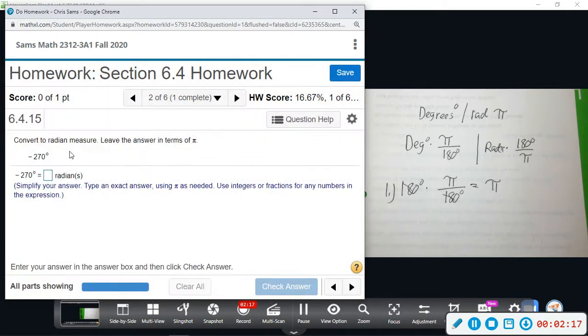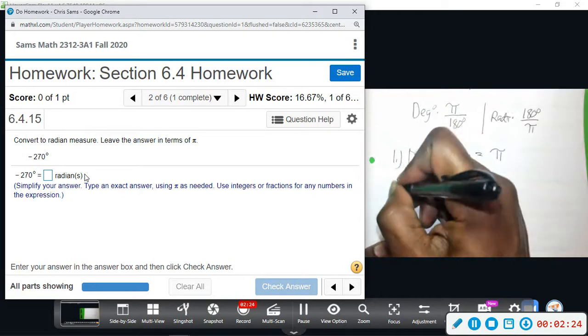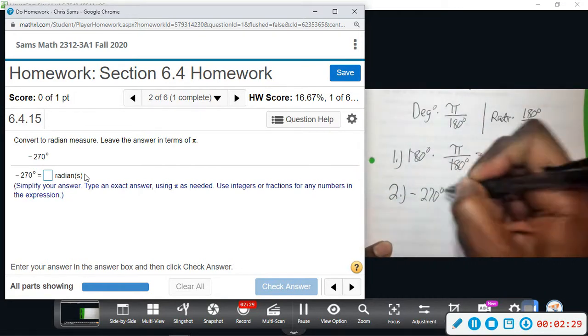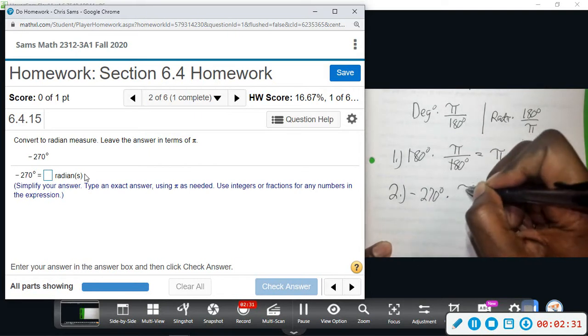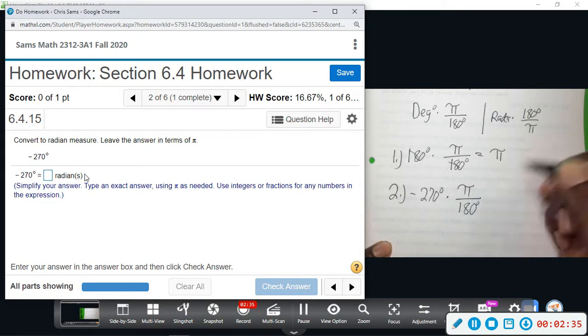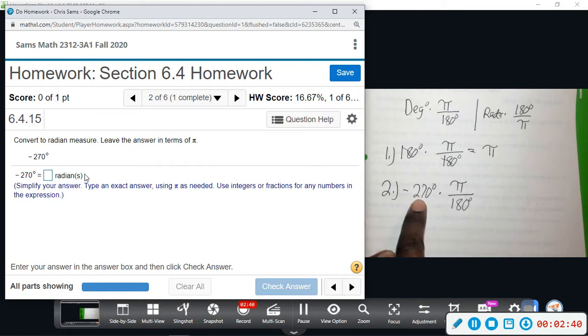All right, number 2, we're going to convert negative 270 into radians. So the same process. Okay, number 2, we have a negative 270 degrees. We're going to multiply that by pi over 180 degrees. All right, so when we do this, both of these guys are divisible by, let's say, 9. And when you do that, that gives us 3 over 2.